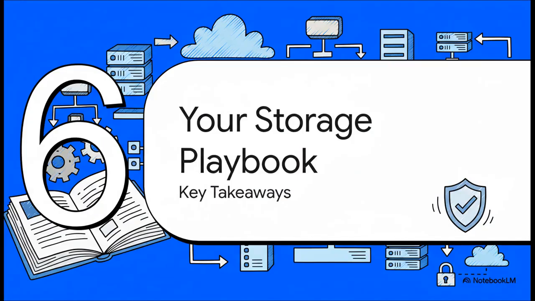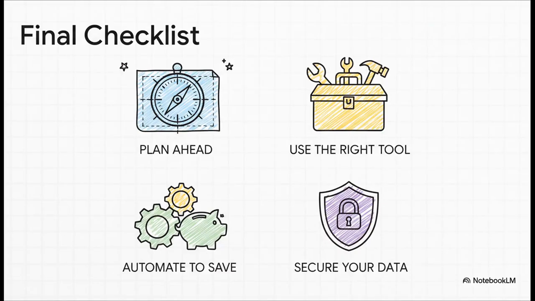Whew, we have covered a ton of ground. So let's wrap this all up and put together the final playbook, the key things you absolutely need to remember. All right, here it is, your playbook. Number 1, plan ahead. Seriously, think about your name, your redundancy, your performance before you click Create. Number 2, use the right tool. Storage Explorer for quick visual stuff, AzCopy for the heavy lifting and automation. 3, automate to save. Put those lifecycle policies to work for you. And finally, and this is probably the most important one, secure your data. Always be thinking about who can access your stuff and how.